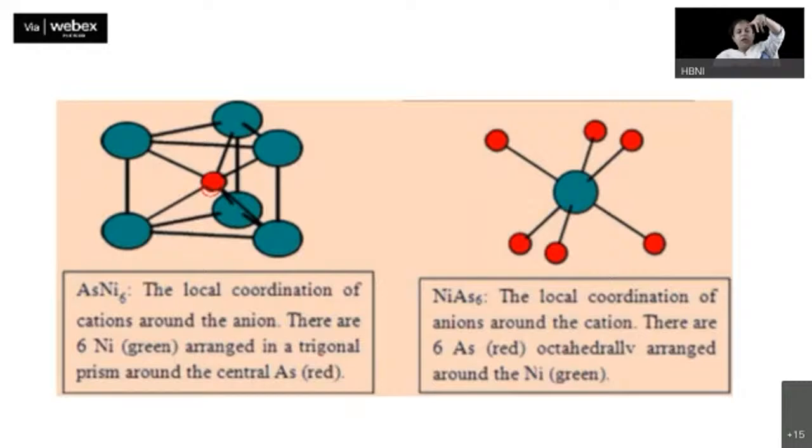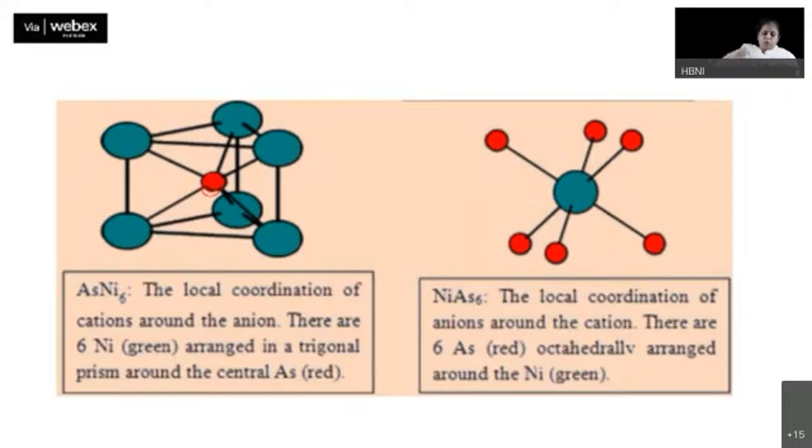In octahedra, the bottom triangle would be staggered. I mean, if this corner is here, this corner will be in the center of these two. They are not eclipsed, they're staggered. But when they are eclipsed, like this is below this, and this is below this, this is trigonal prism, a prism that is formed by two triangles.